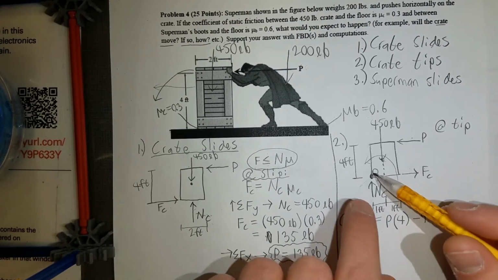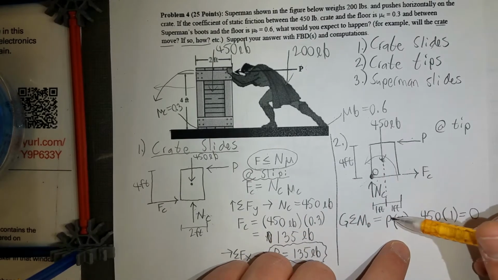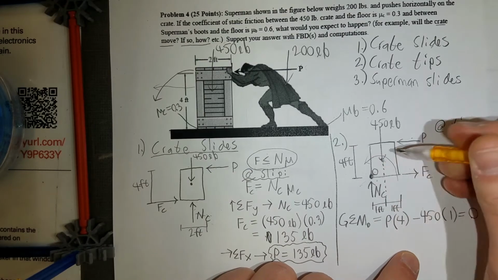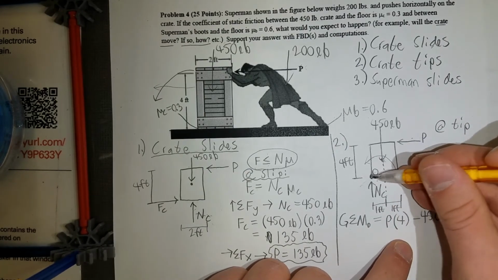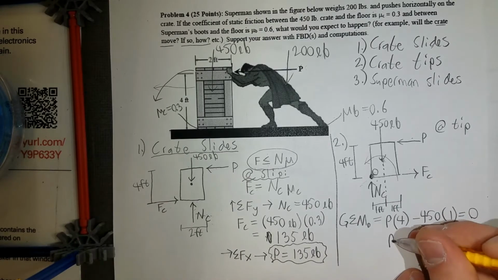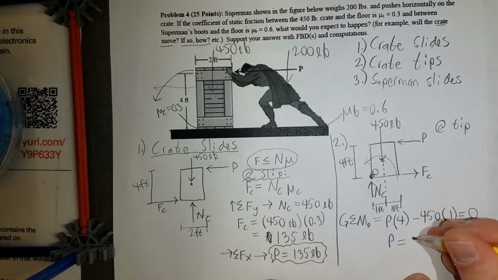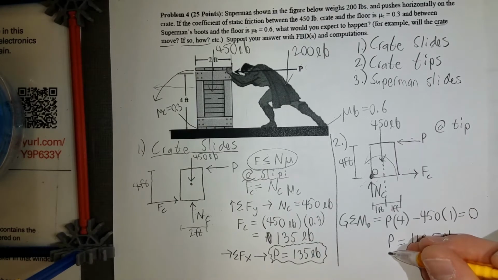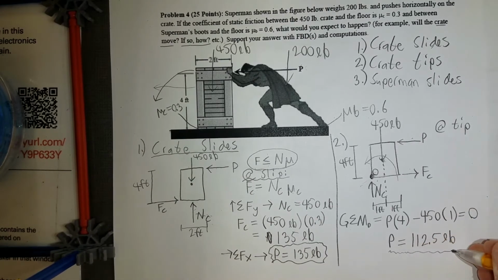And so right at the point of tipping, P is going to end up being whatever satisfies this equation here, just as we discussed earlier. At the point of tipping, all of the normal force is going to be at this point here. And so if we go ahead and solve for P, we're going to get that P is 112.5 pounds. And again, I'll draw a little squiggly box.